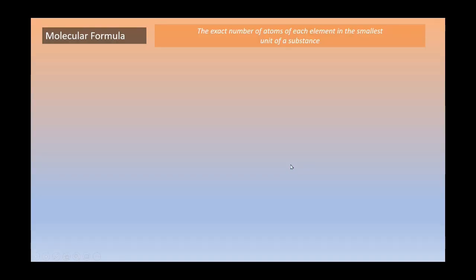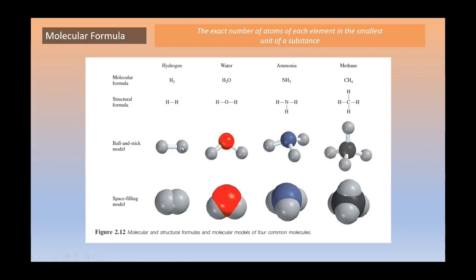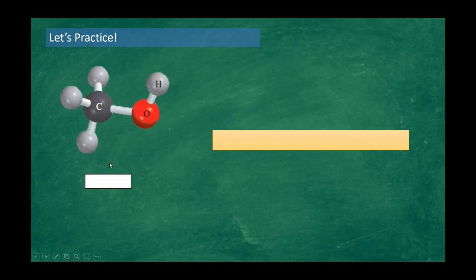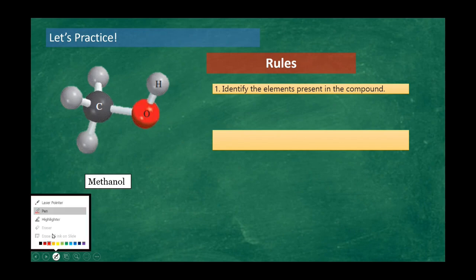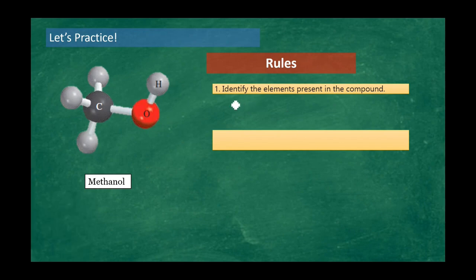So for molecular formula class, we will use the ball and stick model in identifying the formula. For example, here I have methanol, and let's find its formula. What are the rules? First, you have to identify the elements present in the compound. You will see that this has a component of carbon, we have an oxygen here, and then we also have hydrogen here.